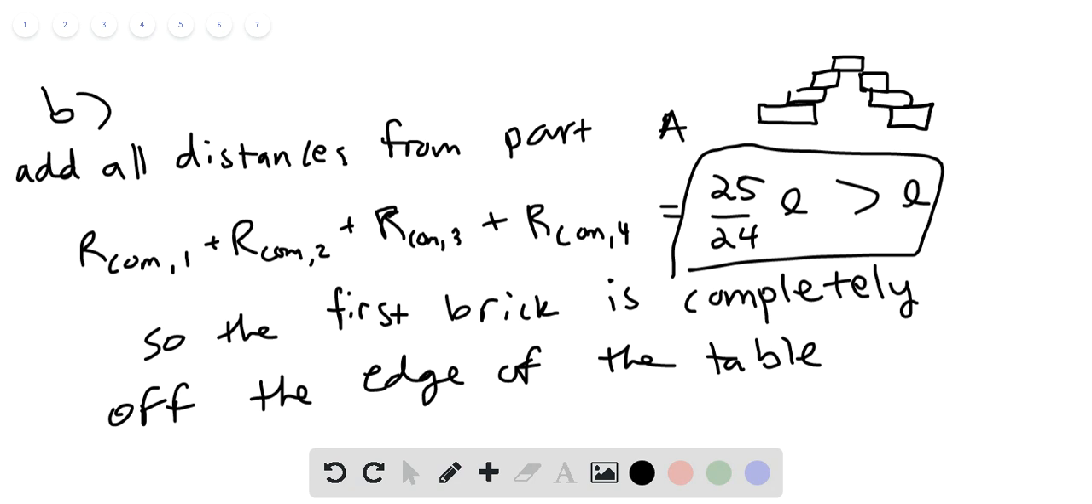And then now we want to find the general formula. So the answer to the question, is the top brick completely beyond the base, is yes. It is beyond the base.